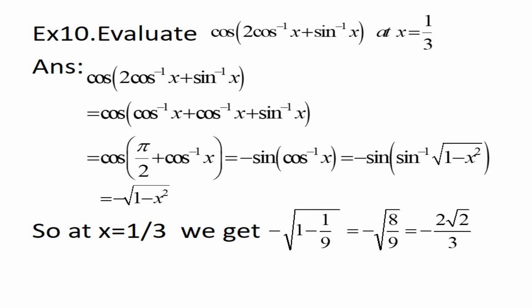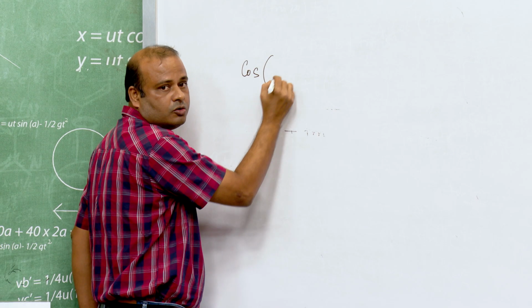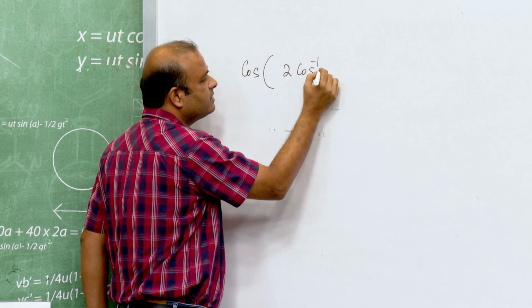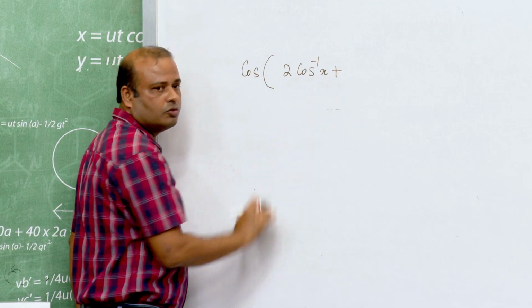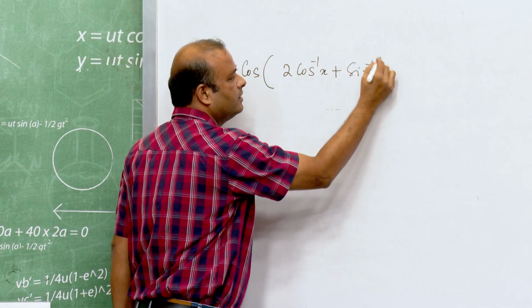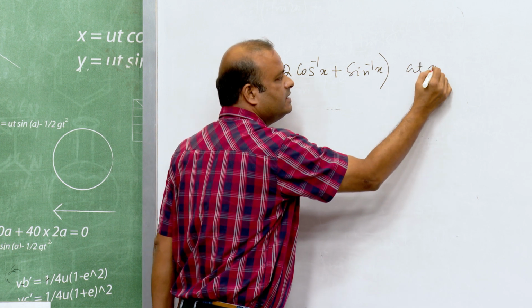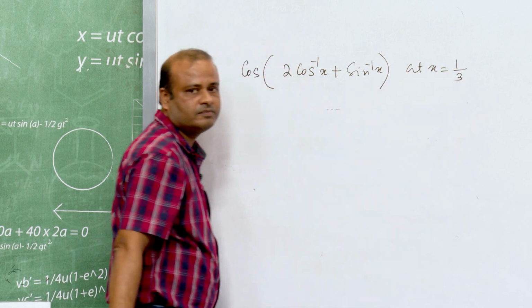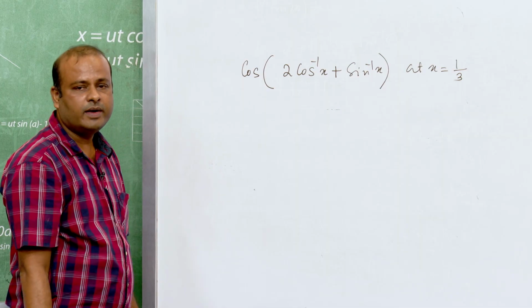So let us now evaluate another one: cos of (2 cos inverse x plus sin inverse x) at x equal to 1 by 3. So let us evaluate or find the value of cos of (2 cos inverse x plus sin inverse x) at x equal to 1 by 3. Let us evaluate this one.